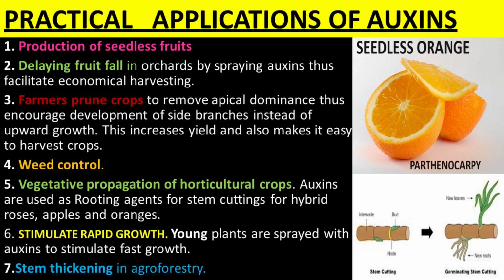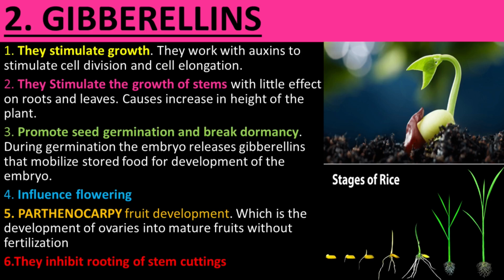Weed control. Vegetative propagation of horticultural crops. Auxins are used as rooting agents for stem cuttings for hybrid roses, apples, and oranges. Young plants are sprayed with plant growth substances to stimulate rapid growth. Stem thickening in agroforestry.